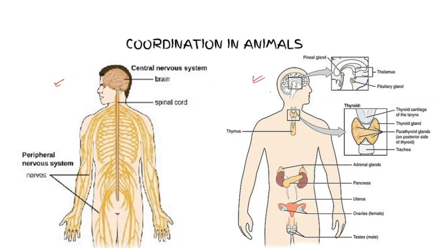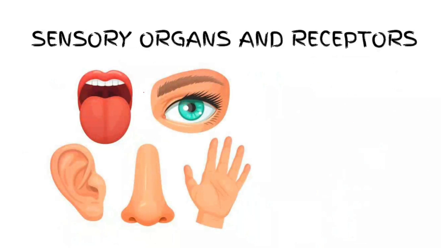So the endocrine system basically produces the hormones, and the nervous system acts with the help of these hormones. They both have to go hand in hand in order to provide a systematic and proper response to the stimulus. Now, sensory organs and receptors. What are these sensory organs and what are these receptors?